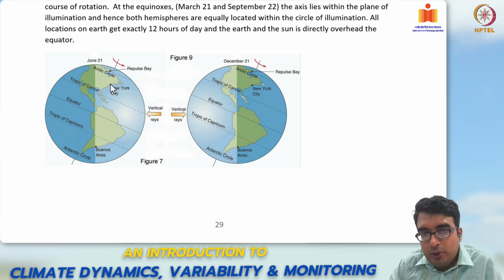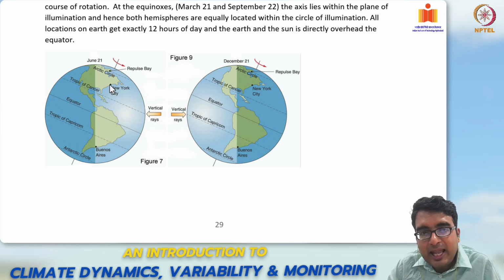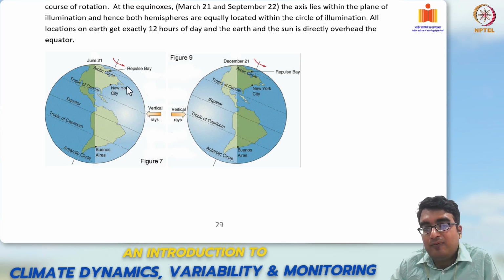Even if you consider New York City, you can draw a line which is perpendicular to the axis, and New York City will always follow this circular locus as it rotates in a 24-hour period. And you can see therefore that New York City will spend a significantly longer fraction of the day in the illuminated part of the earth than the darkened part of the earth. So it will have longer days and shorter nights.